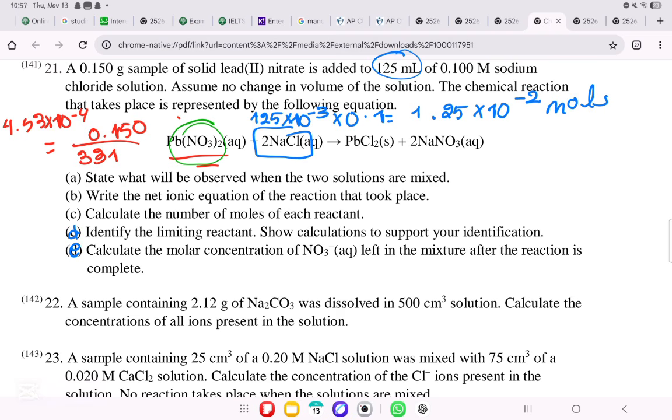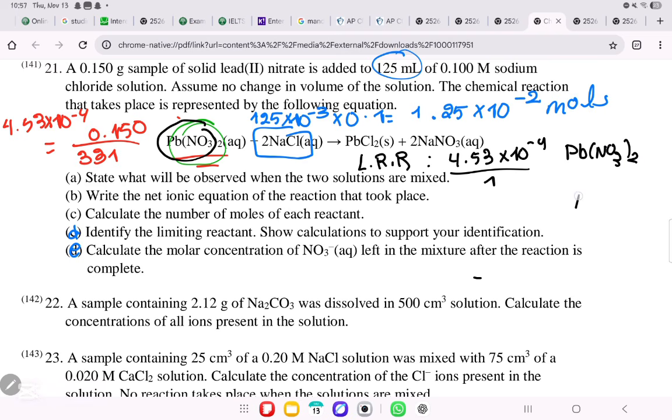How do you find the limiting reactant? You need to find the limiting reactant ratio. So you take the number of moles of PbNO3, right? And you divide it by the coefficient. So 4.53 times 10 to the power of minus 4 divided by 1. And then this is for PbNO3. And then for NaCl, it's going to be 1.25 times 10 to the power of minus 2 divided by what?